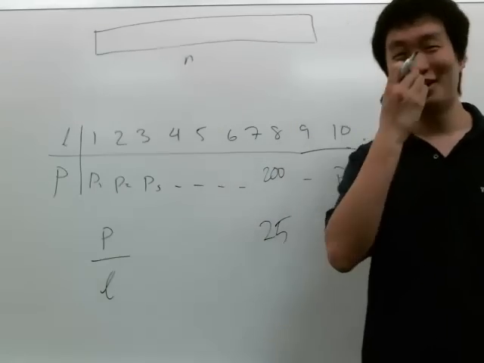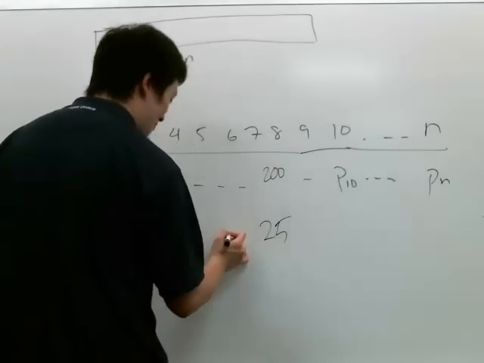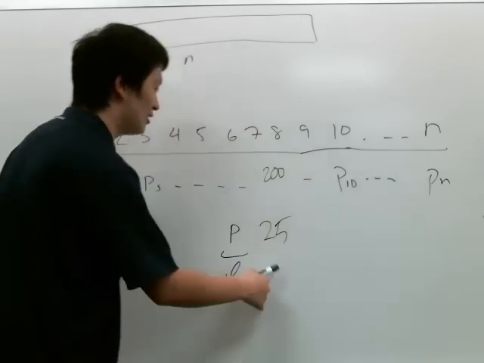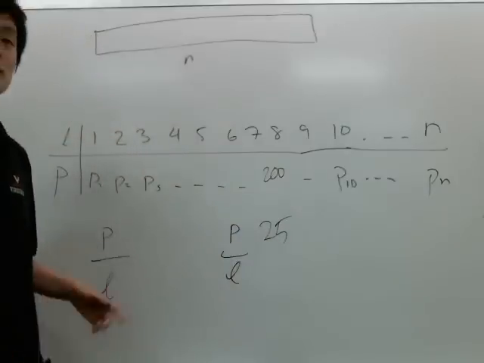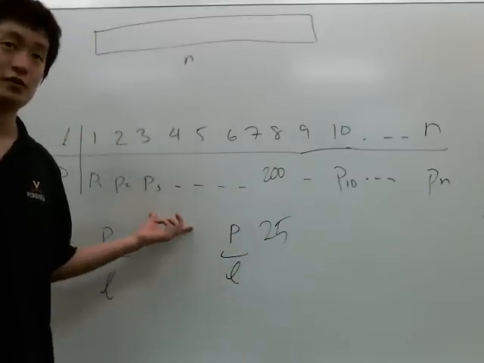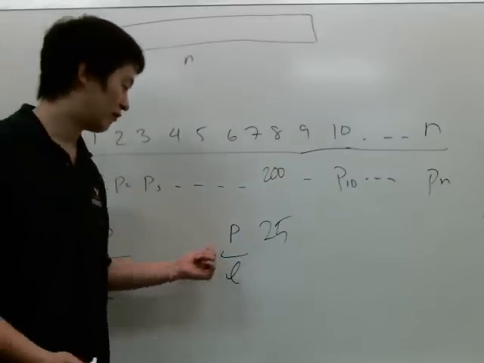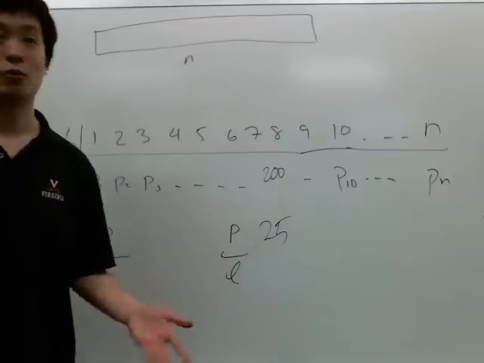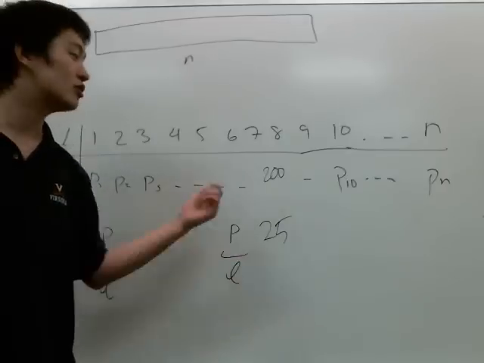25. Sorry. So P over L is 25, right? And let's say that is greater by a lot of margins compared to the rest of all the pieces. We might have something of a P to L ratio of something like 20 or 21 or 22, but none of them as good as 25.